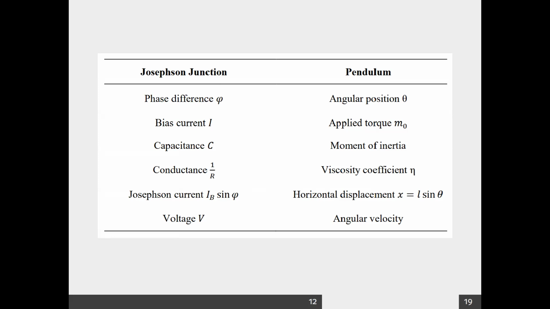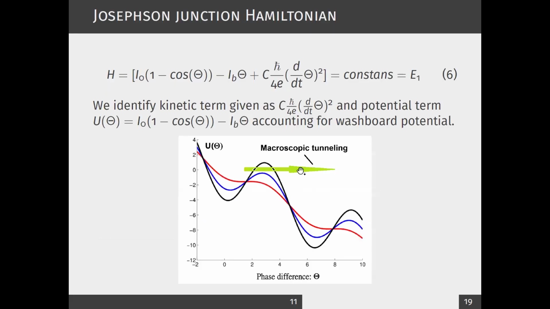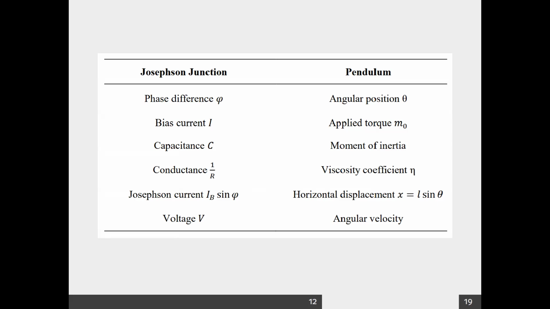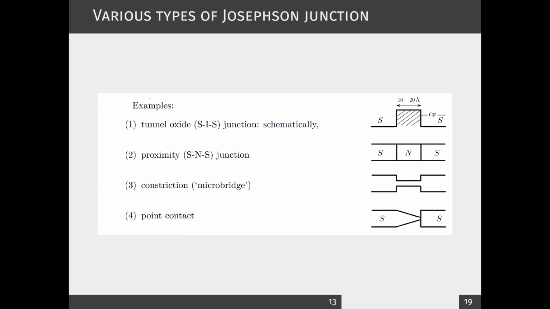Yeah, so then there is a voltage and angular velocity. And there is a Josephson current, and there is horizontal displacement. So you see, there are a lot of analogies with classical mechanics, but if there are, let's say, quantum features present in the system, you would expect macroscopic quantum tunneling to take place. All right, and so this is so far, I believe, so clear.